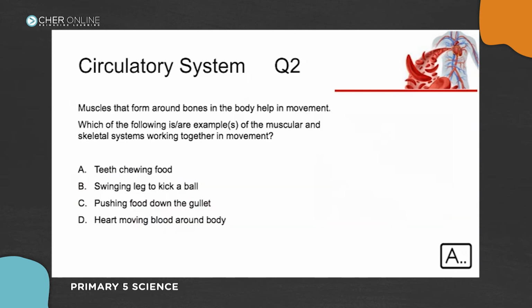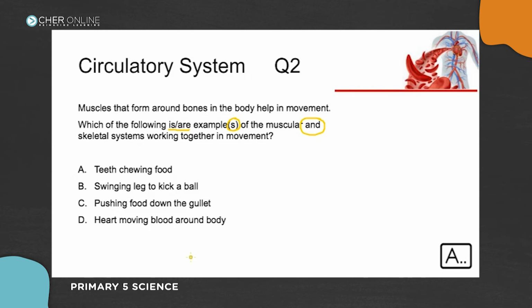Next question. Muscles that form around the bones help in movement. So, which of the following is an example of both the muscular and skeletal muscles working together to bring about movement? So, the correct answer is we're looking at A as well as B.